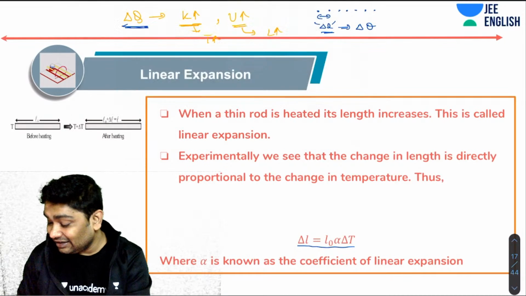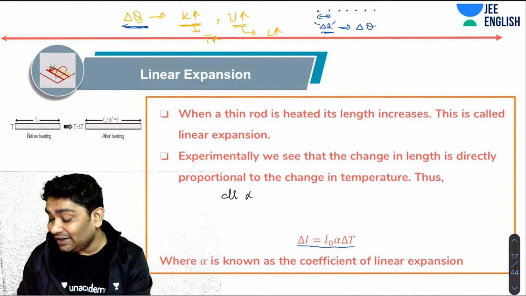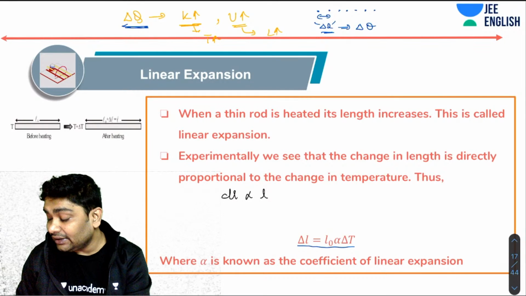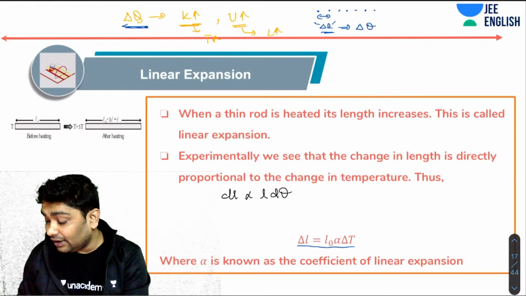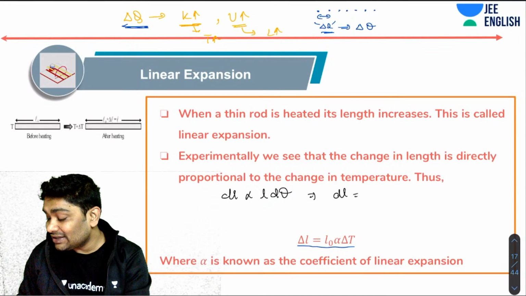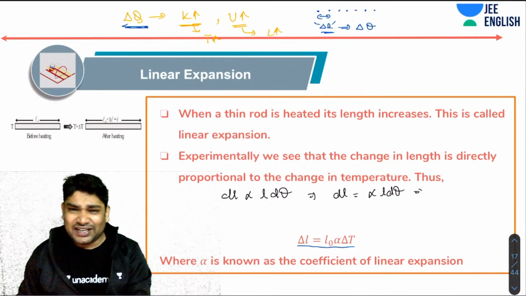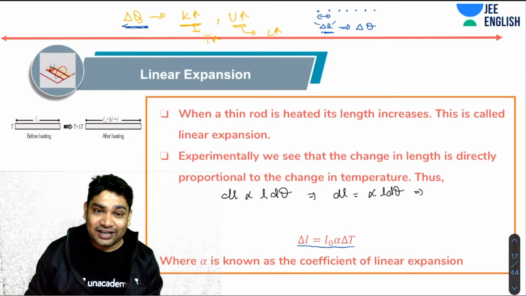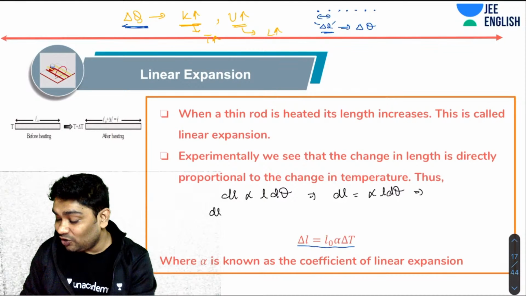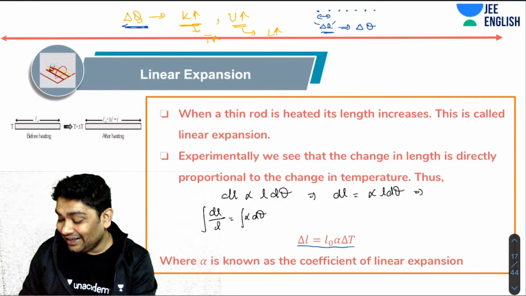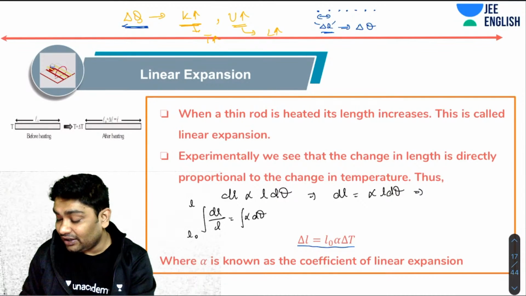So I can say what happens is that experimentally it is seen that dl is directly proportional to l and d theta. Now we introduce a proportionality constant and we can write this as dl equals alpha l d theta, right? If you change the temperature by d theta, then increase in length is dl. Now, interestingly, if you integrate this, what you get is dl over l equals alpha d theta. Now, integrate this a little: L naught being the initial length to final length L, and this being theta naught to final theta.